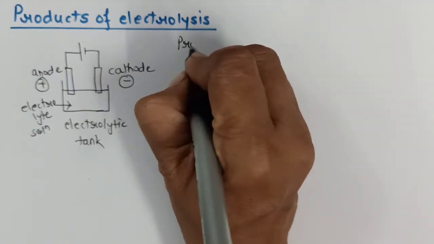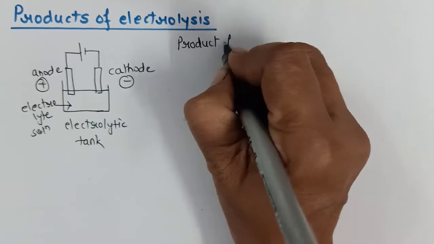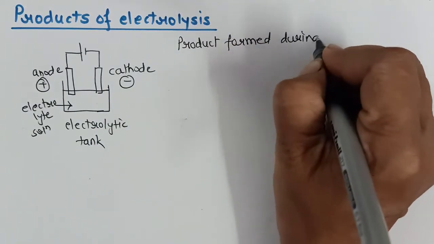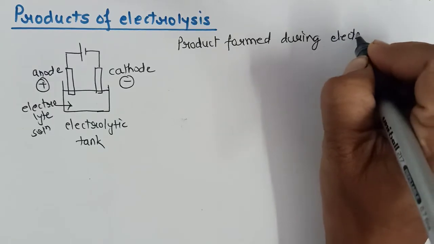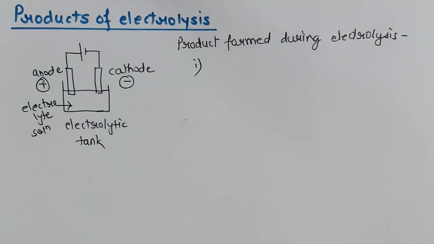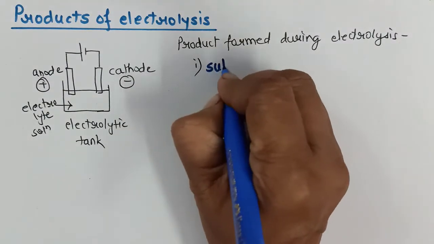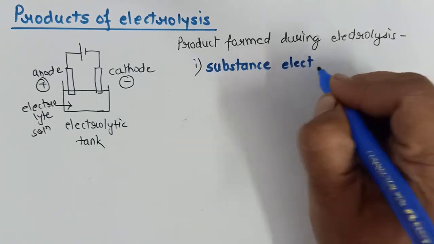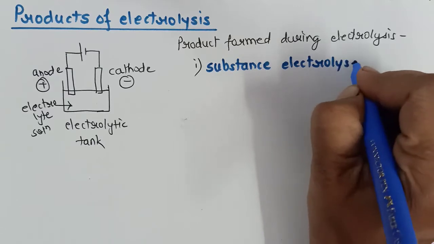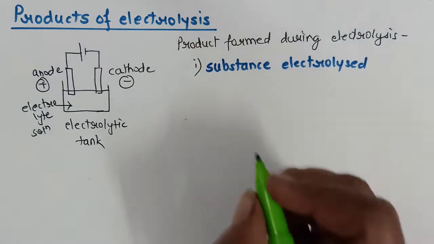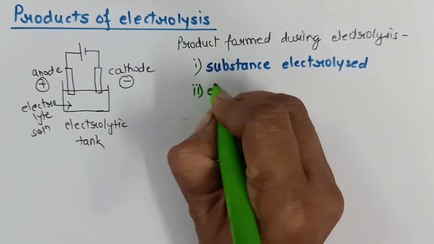Now the product formed during electrolysis depends on two factors. First one, the substance electrolyzed, whether it is a strong electrolyte, weak electrolyte, etc. And secondly, the electrode.